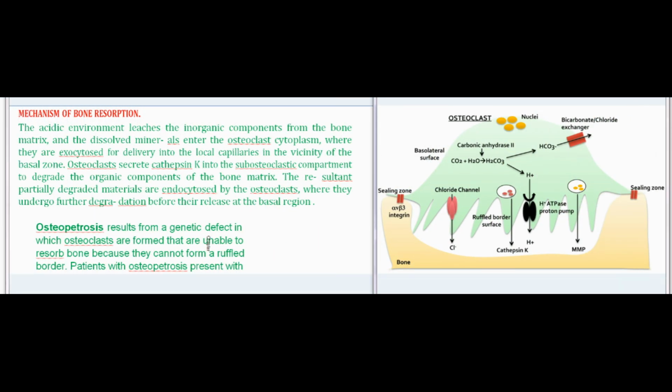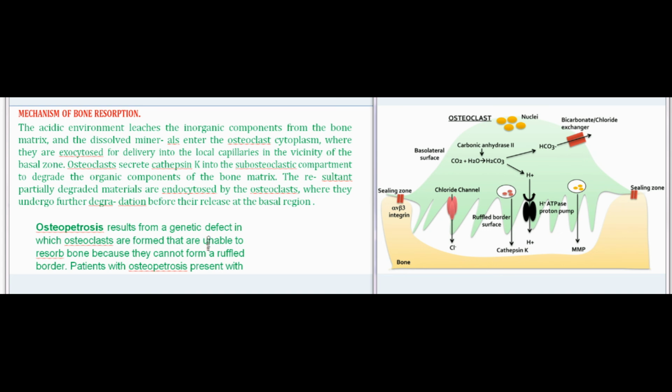Mechanism of bone resorption. The acidic environment leaches the inorganic components from the bone matrix, and the dissolved minerals enter the osteoclast cytoplasm, where they are exocytosed for delivery into the local capillaries in the vicinity of the basal zone. Osteoclasts secrete cathepsin K into the subosteoclastic compartment to degrade the organic components of the bone matrix. The resultant partially degraded materials are endocytosed by the osteoclasts, where they undergo further degradation before their release at the basal region.